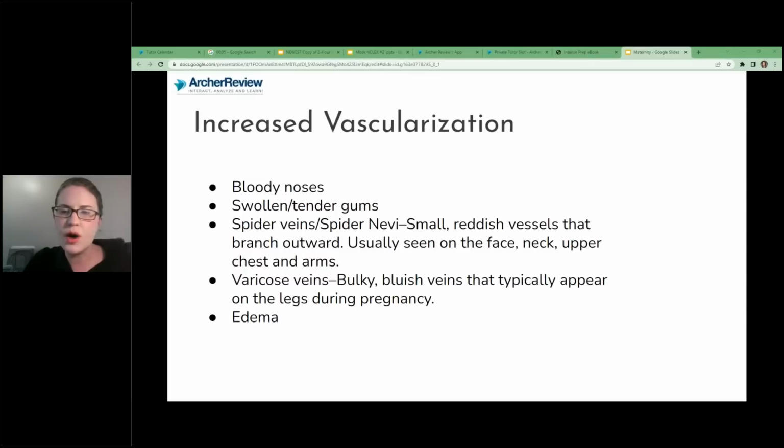They want to get up and walk around occasionally. And they also want to avoid excessive weight gain because that can worsen these as well. In severe cases, sometimes we can order compression stockings to help reduce these.